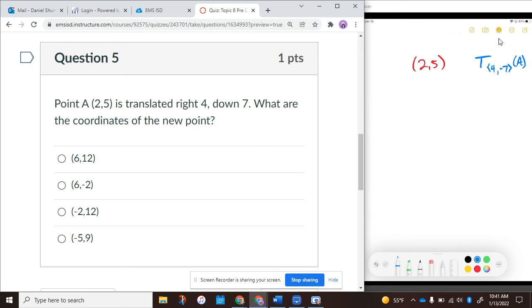Okay, here's what this looks like if we're actually doing the math on it. Okay, if this were on a graph, you could take this point and just count over by 4 units and then count down by 7 units.